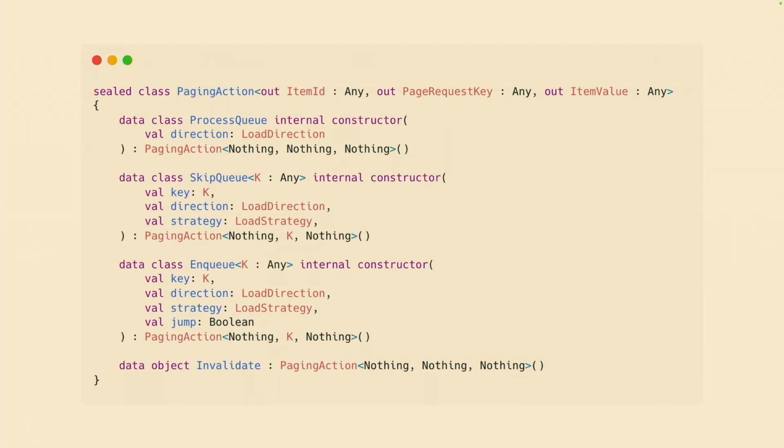UDF, right? So your state's going down, events are flowing up. These are some example actions where you can process a queue, you can skip the queue, you can enqueue something, you can invalidate data, and so on. There are lots of different customization options that we'll get into later.